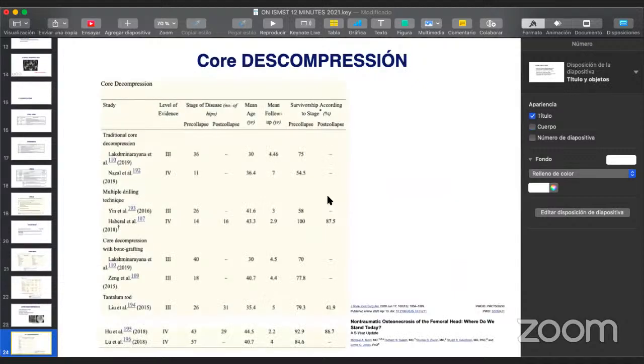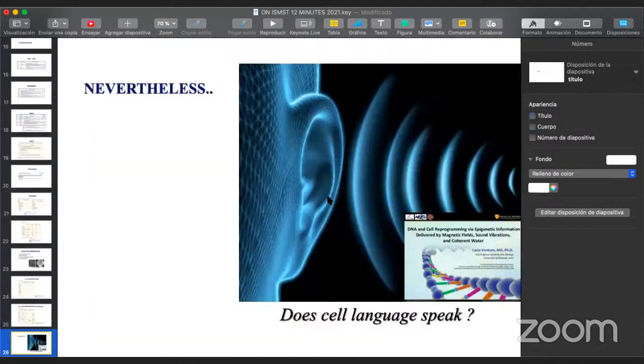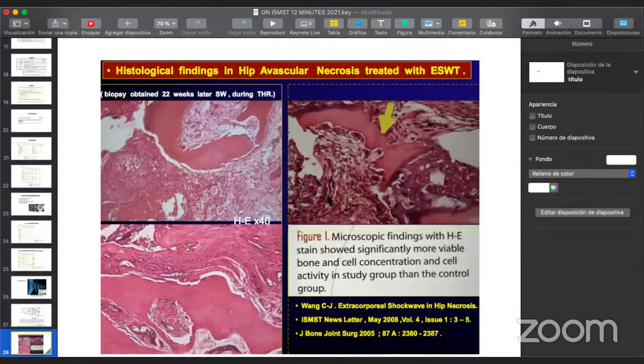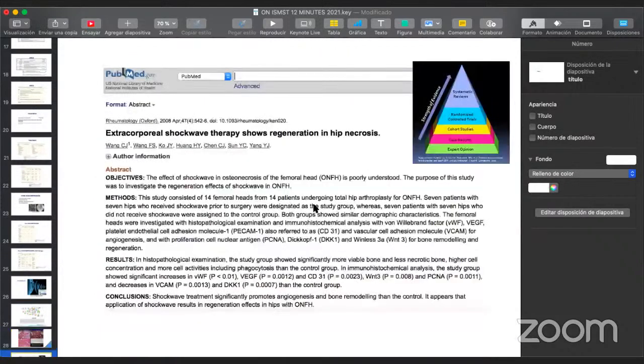I can show some articles that talk about it. I think the most evidence shows us shockwaves work very well in this pathology. You can see this article published by Wang in 2008. Extracorporeal shockwave therapy shows regeneration in hip necrosis.